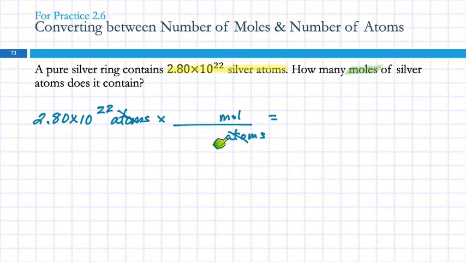So here, if I think about a mole being like a dozen and atoms being like eggs, that's going to tell me which side to put the number on. Because you put the number on the wrong side and things go really bad. So mole is like dozen. So it was 1 dozen is 12. So 1 mole is 6.022 times 10 to the 23rd atoms.